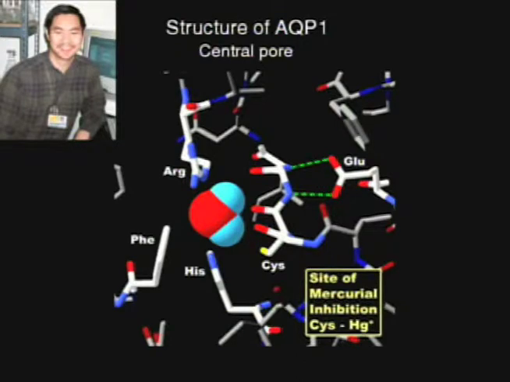Here, a cross-section of the narrowest part of the pore, and this diagram was prepared by David Cousino in our laboratory. You can see a space-filling representation of water and the surrounding residues, the arginine above being a positively charged residue preventing the movement of protons, just large enough for water transport.